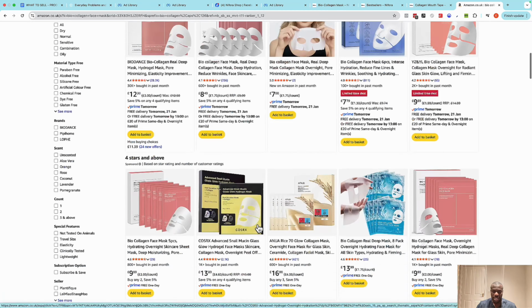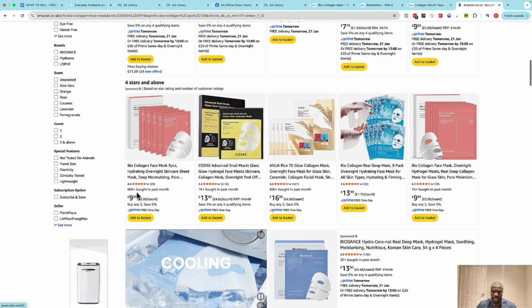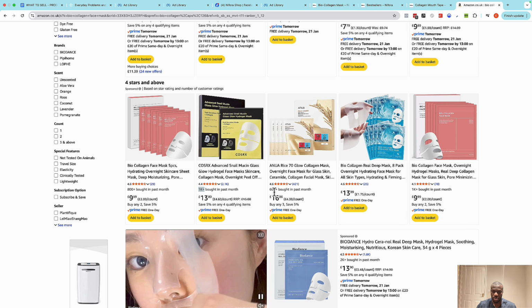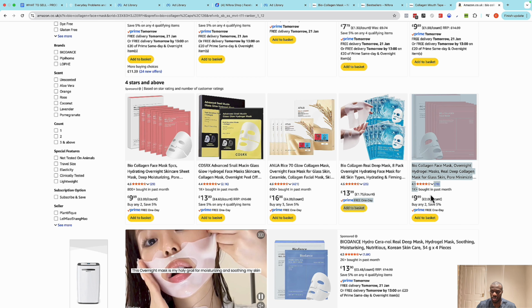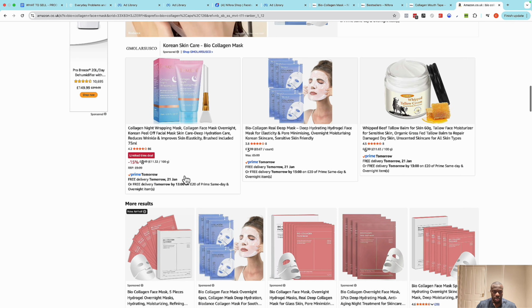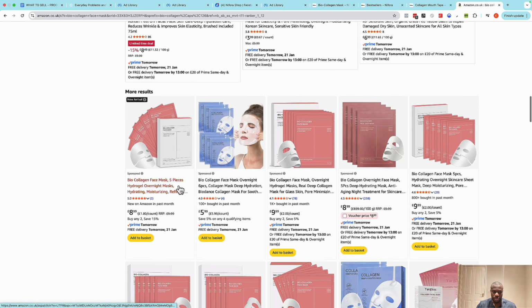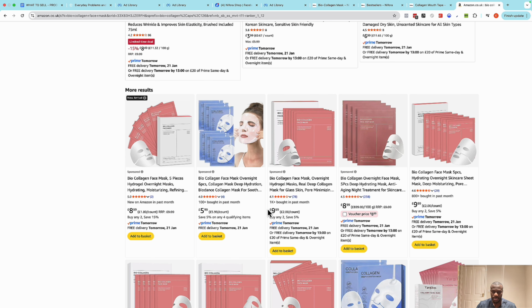Looking at this, it looks like people are actually buying this. You can see 1,000 bought in the last month, 600 bought in the last month. Everybody is making sales here. They're selling this product. 1K bought in the past month. Yeah, it's actually a good product. So we have validated that it has demand.